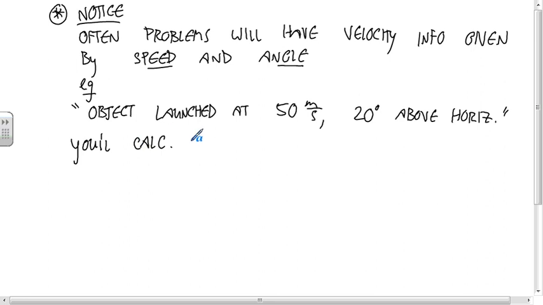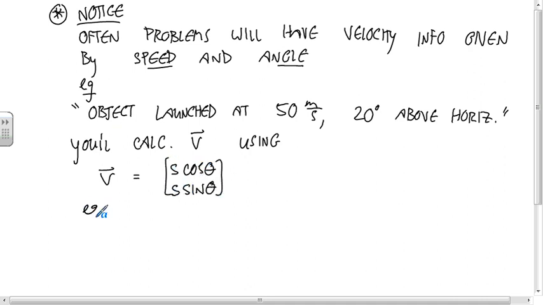So when that happens, you'll calculate the velocity vector using the velocity vector is equal to the speed times the cosine of the angle, speed times the sine of the angle. Like in this example, the velocity vector at the instant that it's launched is 50 times cosine of 20 degrees, 50 times sine of 20 degrees.